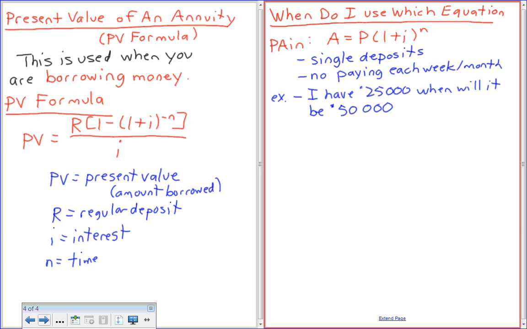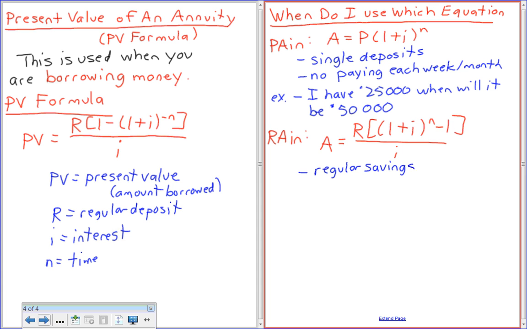Next equation is going to be rain, which is A equals R times (1 plus I to the n minus 1) all over I. This is for regular savings. The key word is saves, blank each week.